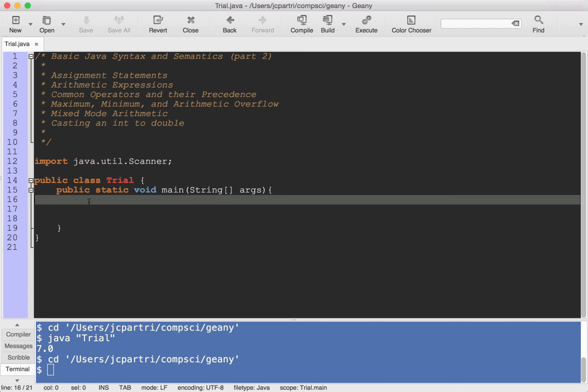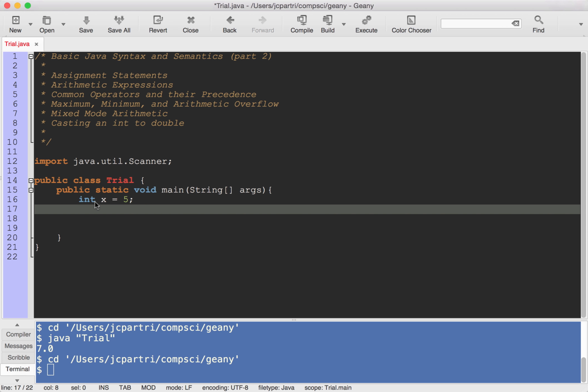All right, welcome back to part 2. This is basic Java syntax and semantics. Let's talk about the assignment statement or the assignment operator. An assignment in Java works like this. Have a type, an identifier, then comes the assignment operator, and then some kind of value.